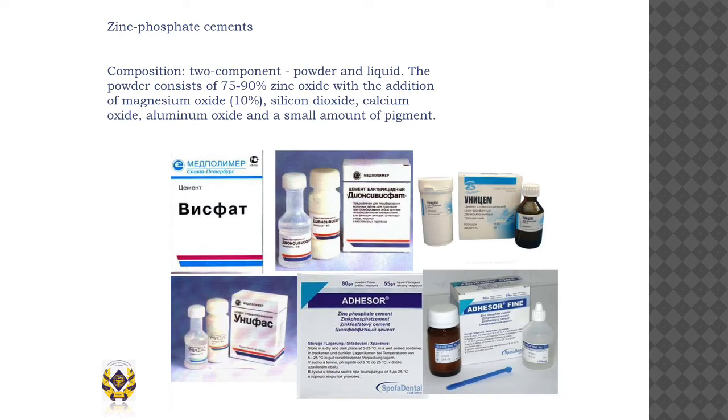Zinc phosphate cements. Their composition is two components, powder and liquid. The powder consists of 75 to 90% of zinc oxide with the addition of magnesium oxide 10%, silicon dioxide, calcium oxide, aluminium oxide, and a small amount of pigment. On the slide you can see representatives of the zinc phosphate cements.